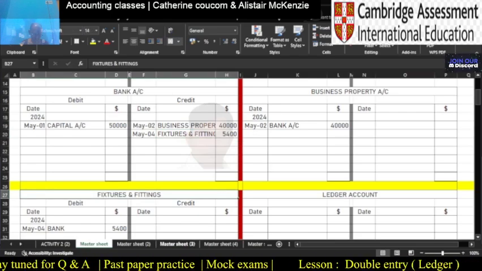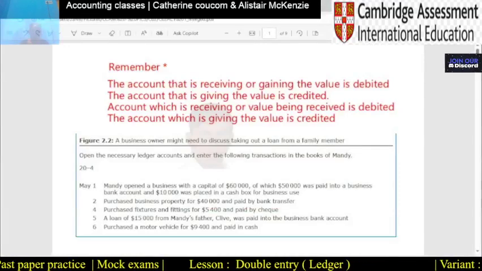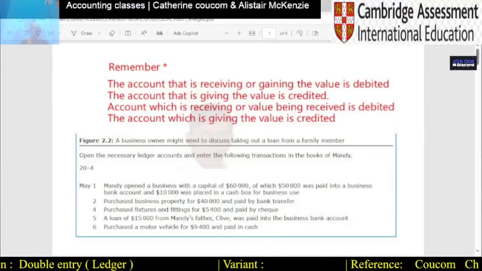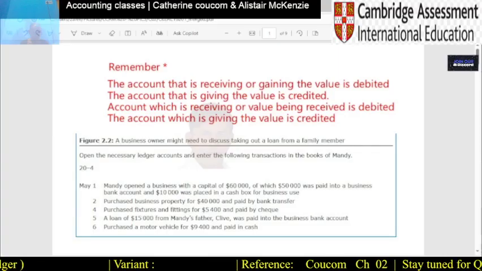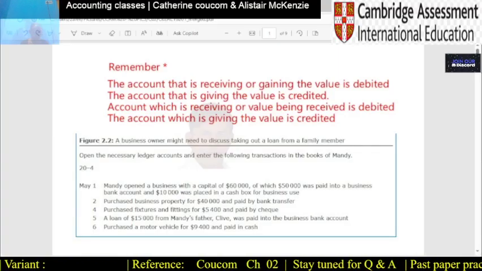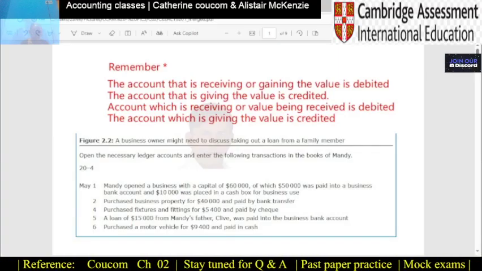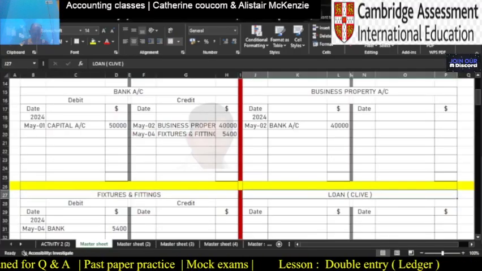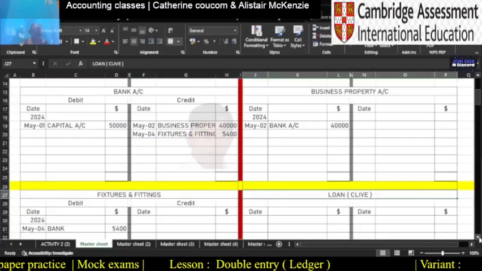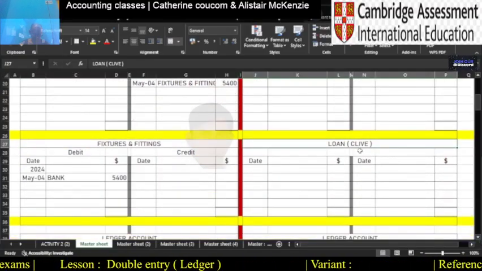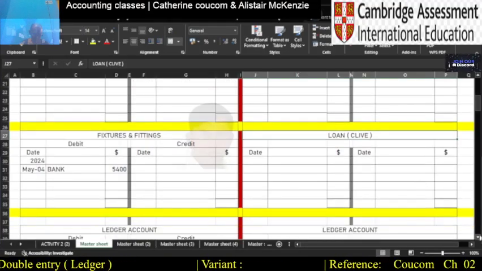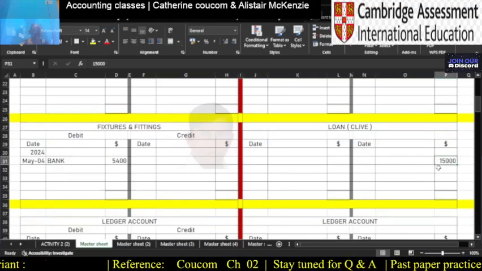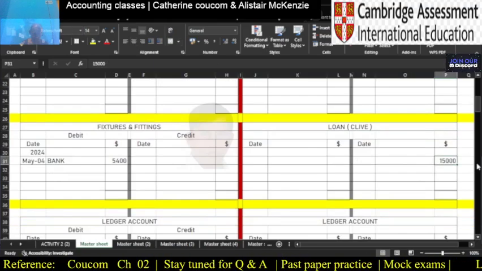Next, what is the entry? Loan of 15,000 from Mandy's father Clive was paid into the business bank account. So Clive is giving and the bank is receiving. Open Clive's account. Clive is giving. So credit the account that gives.